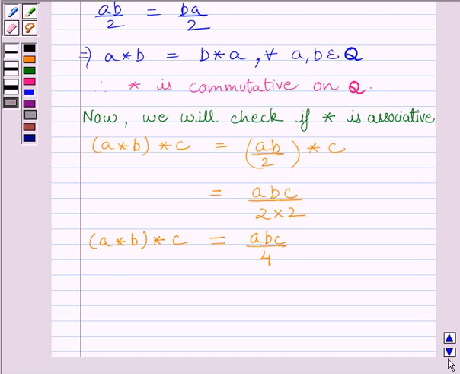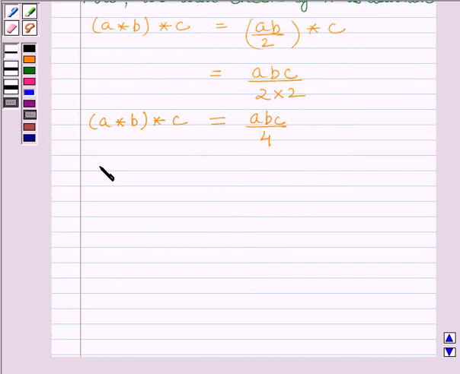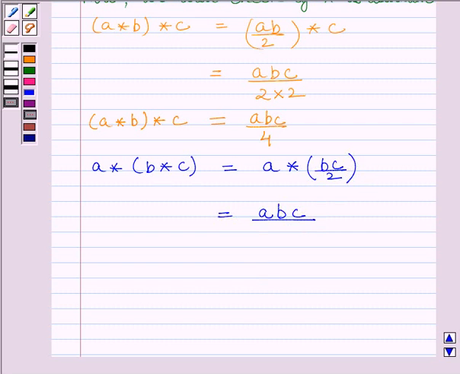Now, we will find A star bracket B star C. It is equal to A star BC upon 2. B star C would be equal to BC upon 2. Now, this would be further equal to ABC upon 2 multiplied by 2, which is further equal to ABC upon 4. So, we get A star bracket B star C is equal to ABC upon 4.